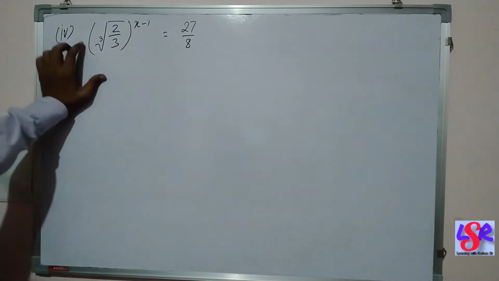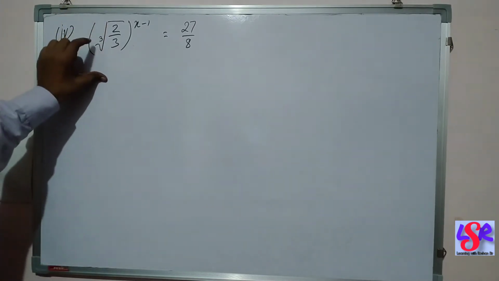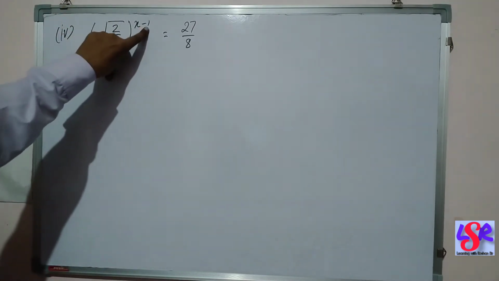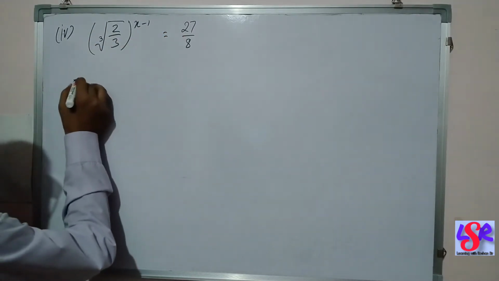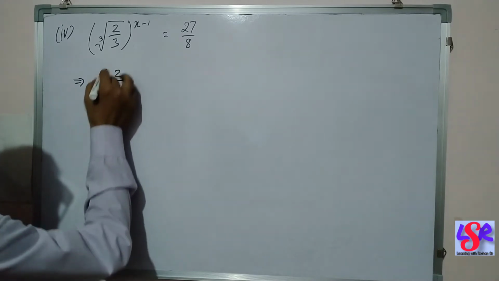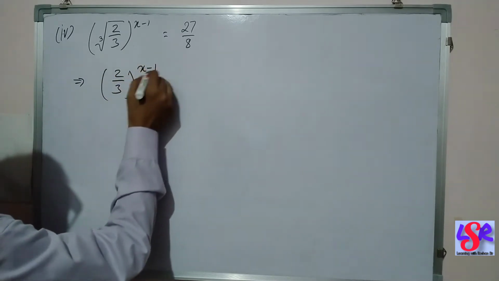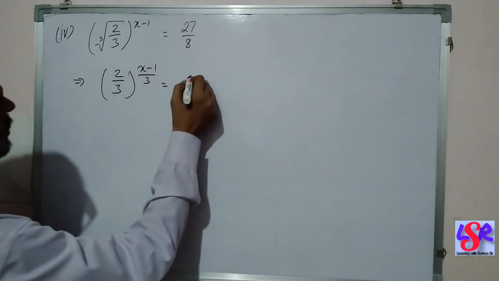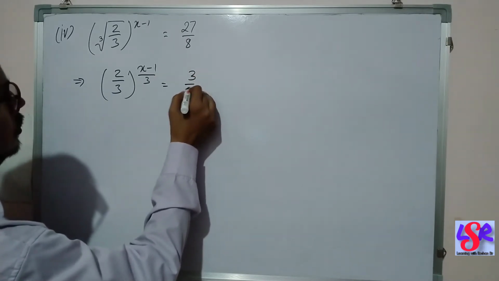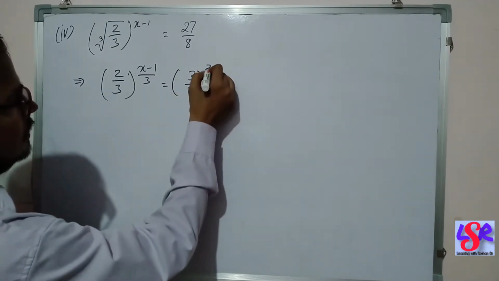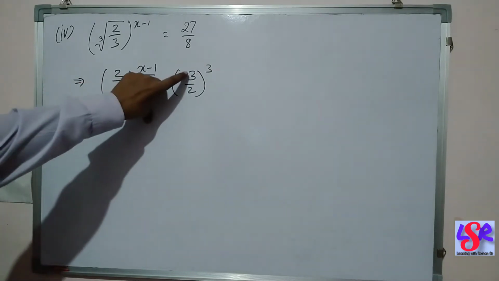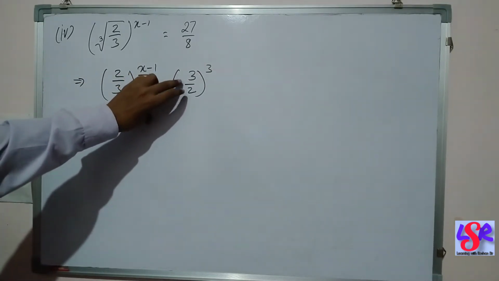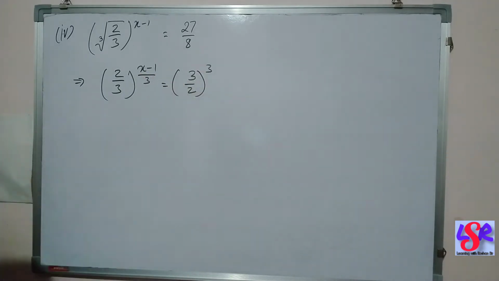Now let's see the fourth part. Here we have (2/3) in cube root whole to the power x minus 1 equals 27/8. Now this can be written as (2/3) to the power (x minus 1)/3, that is equal to (3/2) to the power 3. Now here the base is 2/3 and here we have 3/2. So we are going to take the reciprocal of it and we'll get a minus sign over here.